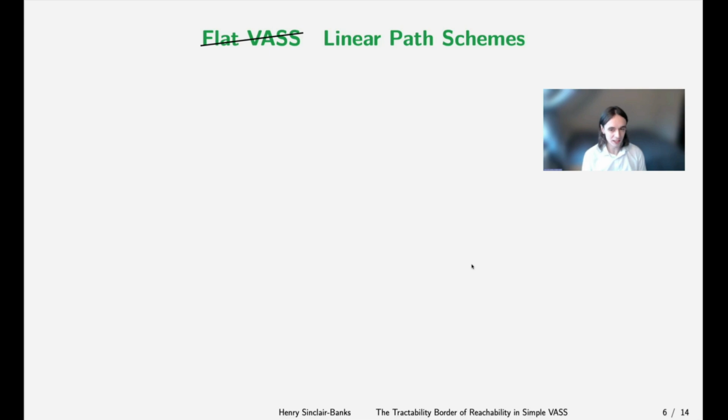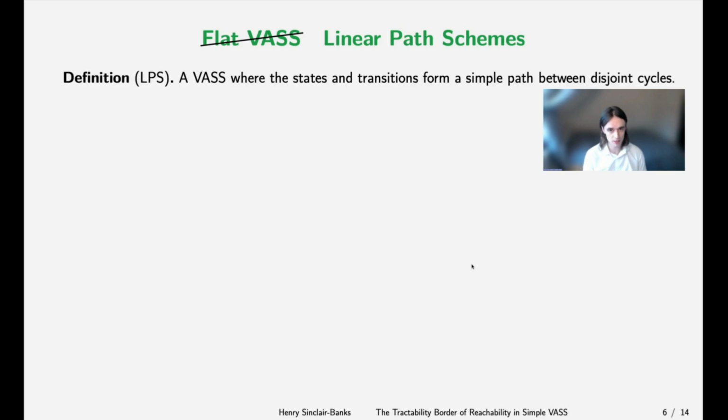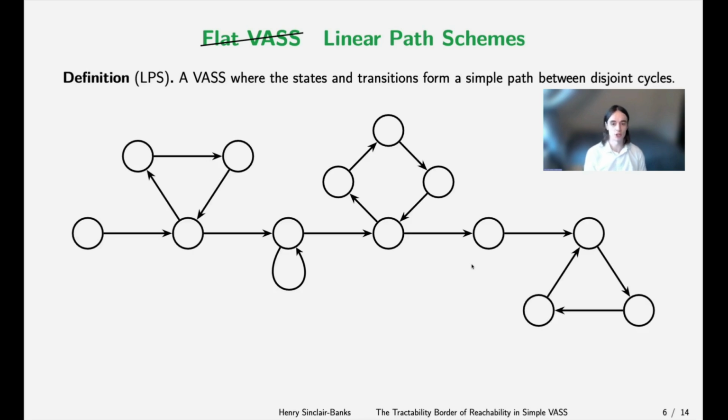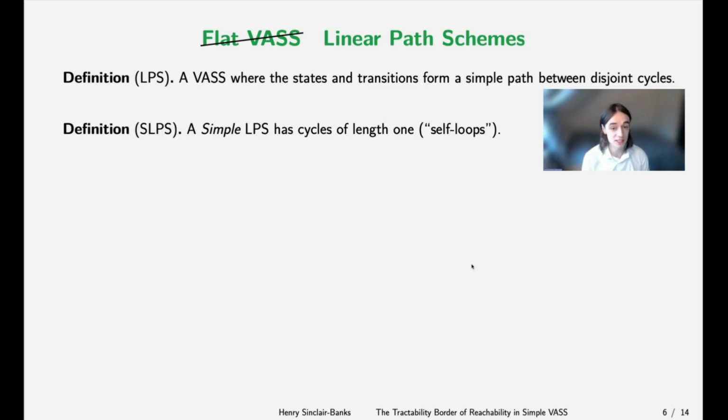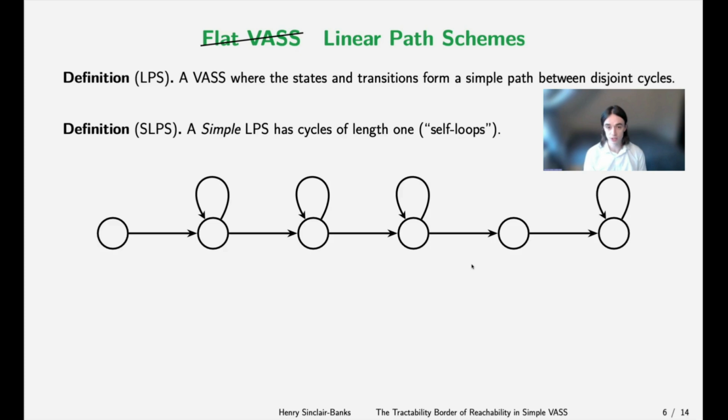And I don't think that question is hard enough, so we're going to go even flatter than flat VAS. We're going to go to something that is called linear path schemes. So a linear path scheme is a kind of flat VAS where the states and transitions form a simple path between disjoint cycles. So this is the kind of picture you should have in your mind. There's a kind of skeleton path through the middle, and there are simple cycles adjoined to some of the nodes along. And we can go even further to a simple linear path scheme in which all the cycles have length at most 1, these self-loop-like cycles. So that's a simple linear path scheme.